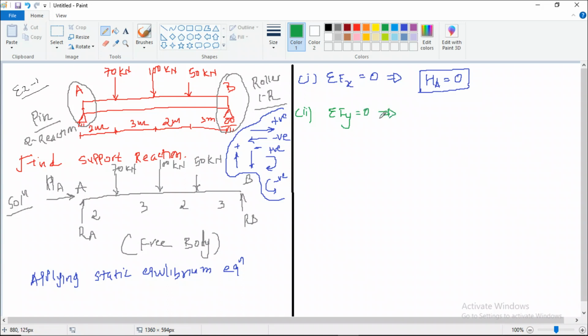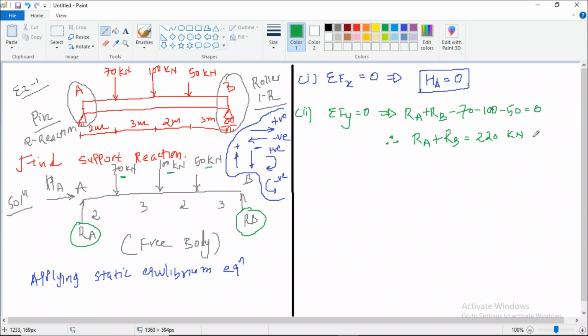So now we equate all the vertical forces. The two vertical forces which are positive are Ra and Rb. So Ra plus Rb. Then we have three negative forces which are vertically downward. So minus 70, minus 100, minus 50, equated to 0. So we will get one equation, Ra plus Rb is equal to 220 kilonewton.